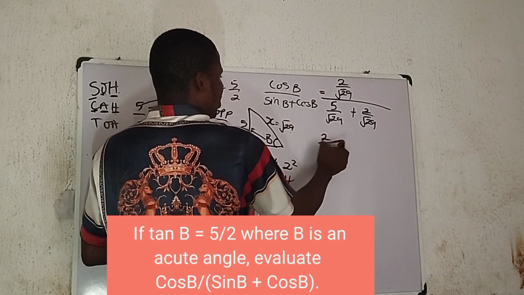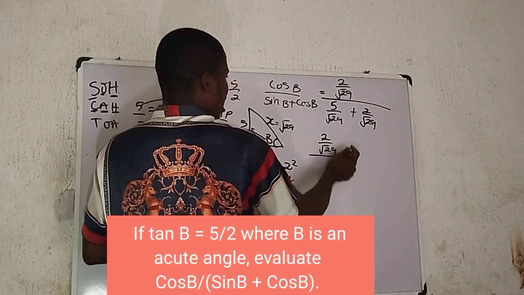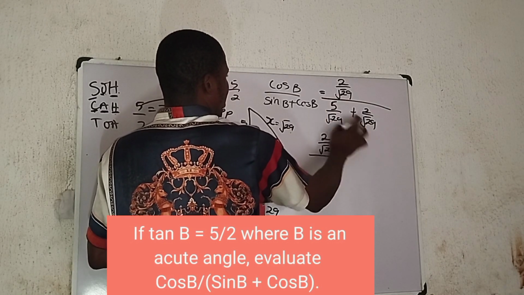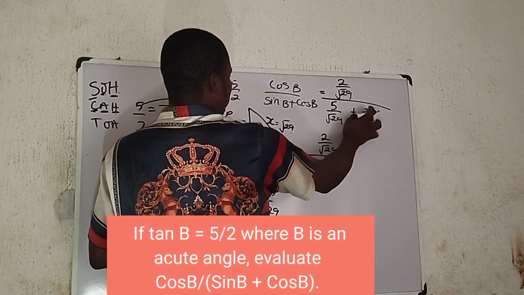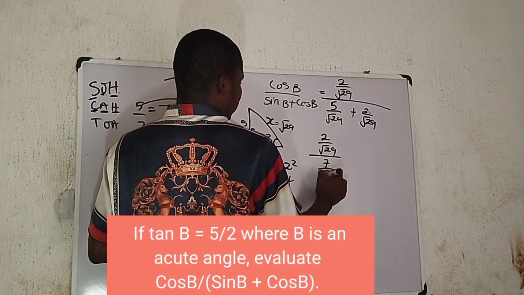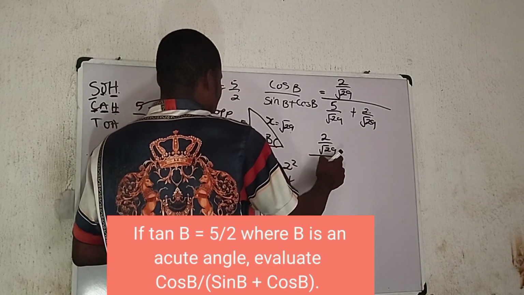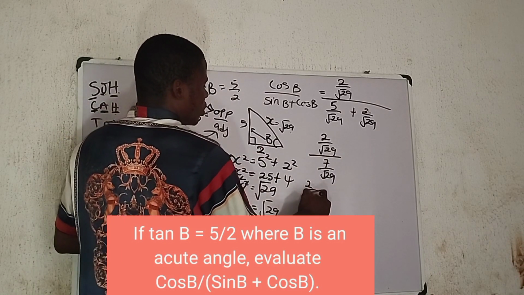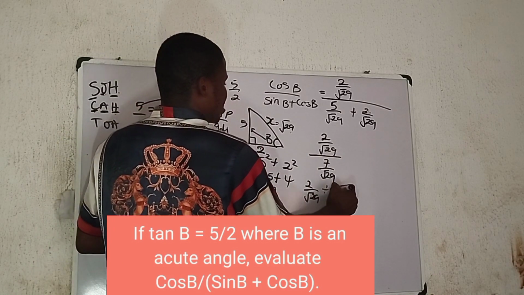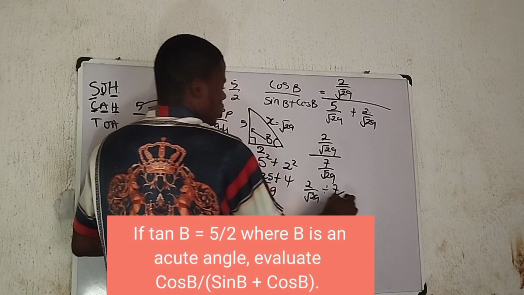Now let's work on this. So I have 2 over square root of 29 all over. Now, since they have the same denominator, let's work on the numerator. 5 plus 2 is 7. So I have over 7 over square root of 29. I hope it makes sense. So what I'm having here is actually 2 over square root of 29 divided by 7 over square root of 29. Does it make sense?